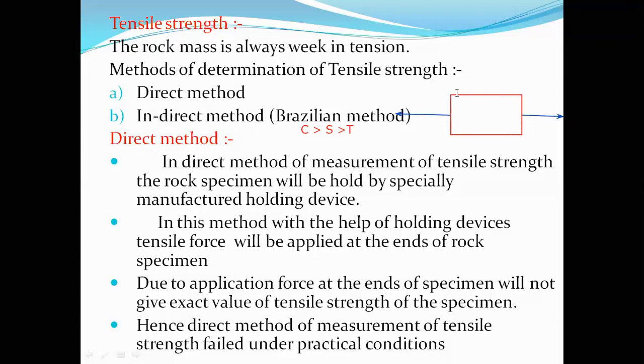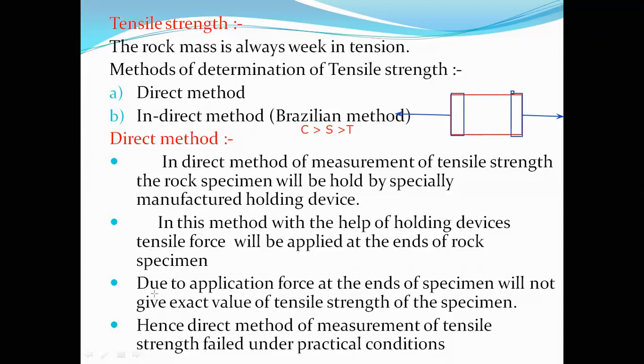Next, in this method, with the help of holding devices, tensile force will be applied at the ends of the rock specimen. It would be something like this. This is my holding device, trying to apply the force, and this is another holding device. I'm just trying to illustrate it. Let's say this is one holding device, and you are applying this force like this. This method is called direct. So the tensile force is applied at the ends of the rock specimen.